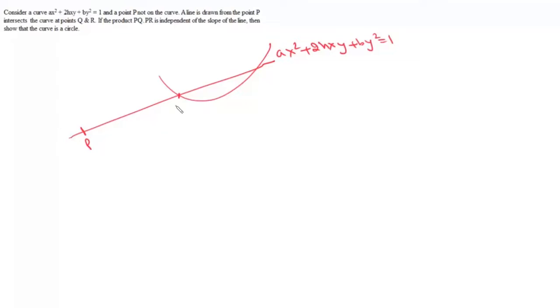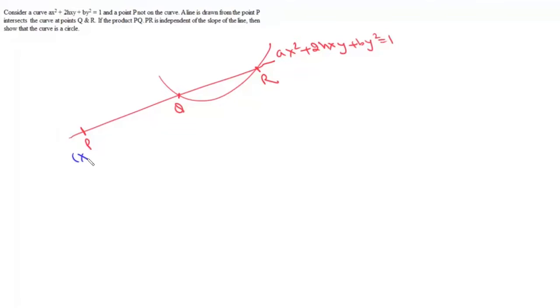Now here the question is, consider a curve ax square plus 2hxy plus by square equals 1, and a point P which does not lie on this curve, and a line is drawn from this point P intersecting this curve at points Q and R. So we have this point P and a line through P, it intersects the curve at Q and R. The question says that if the product PQ and PR is independent of the slope of the line, then show that the curve is a circle. So what we'll do is, for this question we'll use the parametric equation of this line.